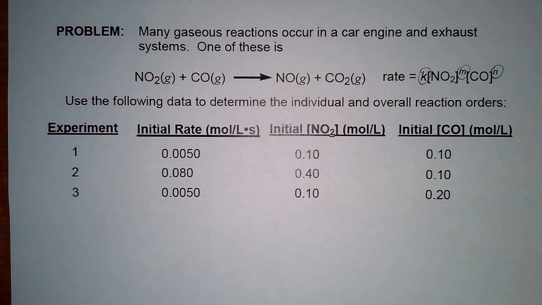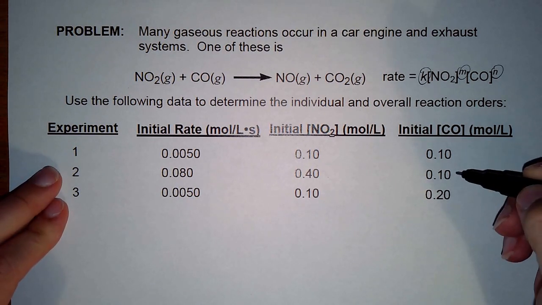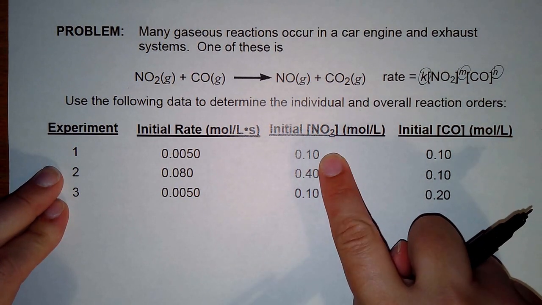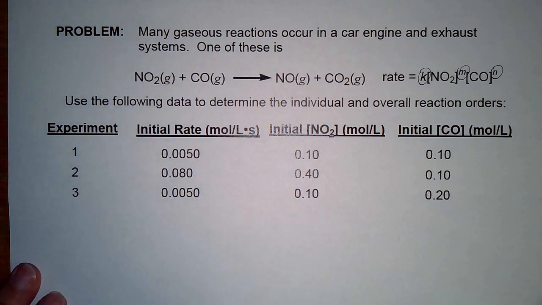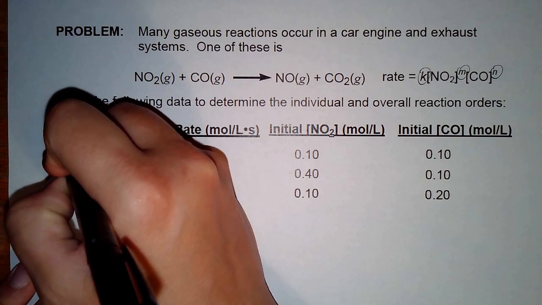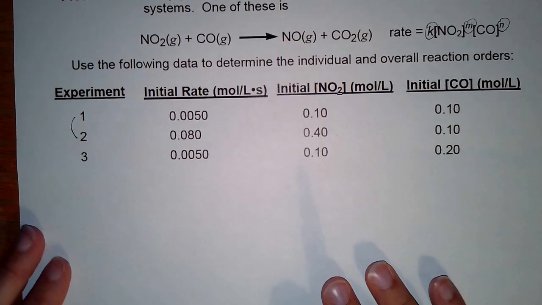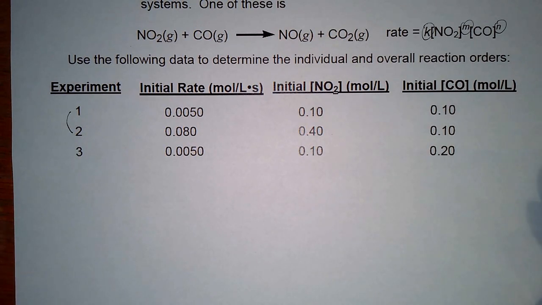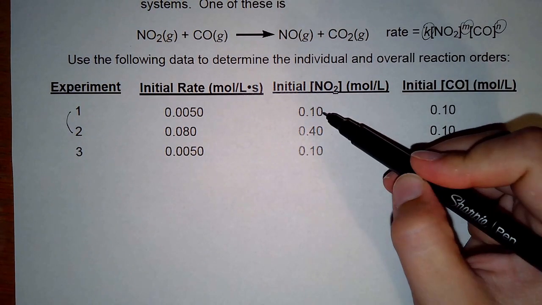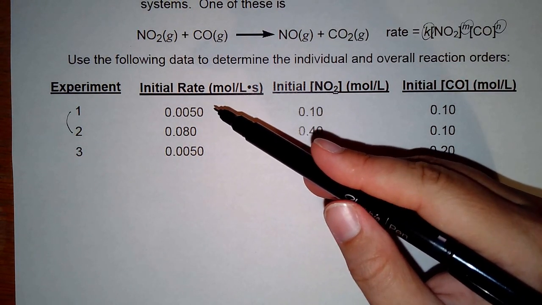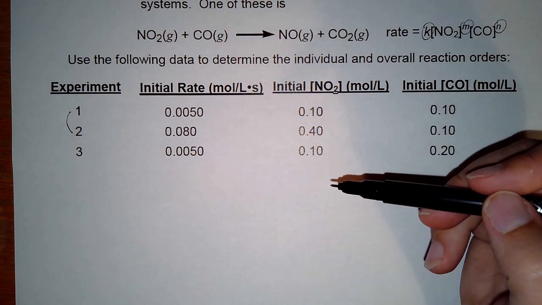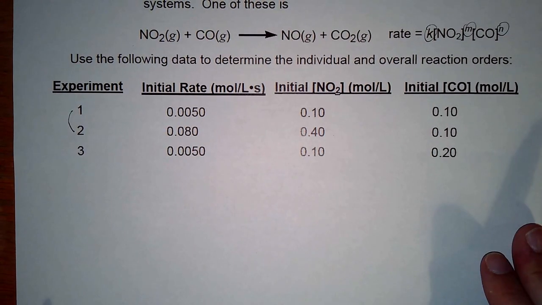So remember, we're looking for comparing two experiments where our NO2 is changing, but our CO is not changing, because we want to isolate one variable instead of having to look at both. So I'm going to pick experiments 1 and 2 here and set up my ratio. Now you can do it by looking at what happens to the concentration and what happens to the rate and thinking about our reaction orders, or you can do it mathematically. So I'm going to do the mathematical way of solving it, just so you can see if that might be an easier way for you to think about it.